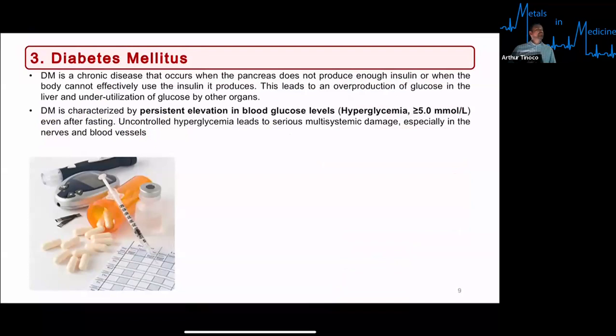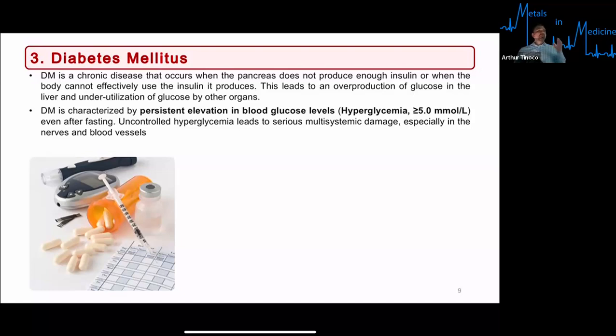DM is a chronic disease that occurs when the pancreas does not produce enough insulin, or when the body cannot effectively use the insulin it produces, right? So this is considered as part of the disease, but two different versions of it. This leads to an overproduction of glucose in the liver and underutilization of glucose by other organs. Diabetes is characterized by a persistent elevation in blood glucose levels.